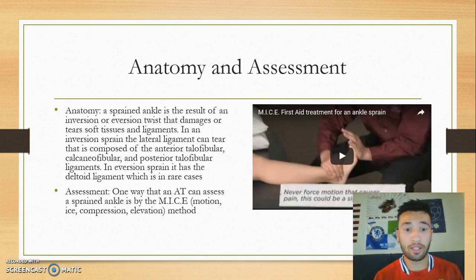An athletic trainer could treat this with the MICE method: checking the motion, getting ice on it, compressing it, and elevating it. Checking the motion is just checking the overall range of motion. What feels comfortable for the ankle? How far can it turn? Inversion wise, eversion wise, checking the dorsiflexion and plantar flexion. Overall, checking the mobility of the ankle.